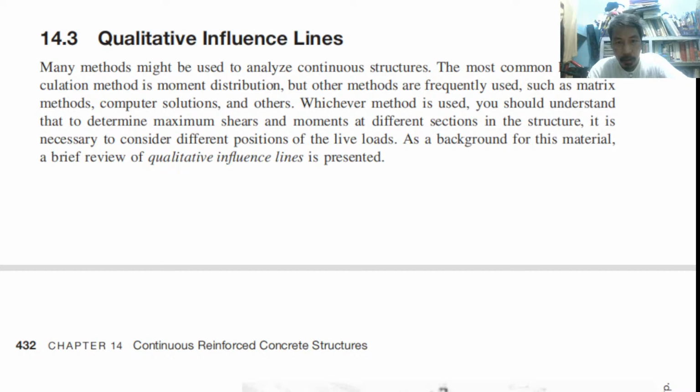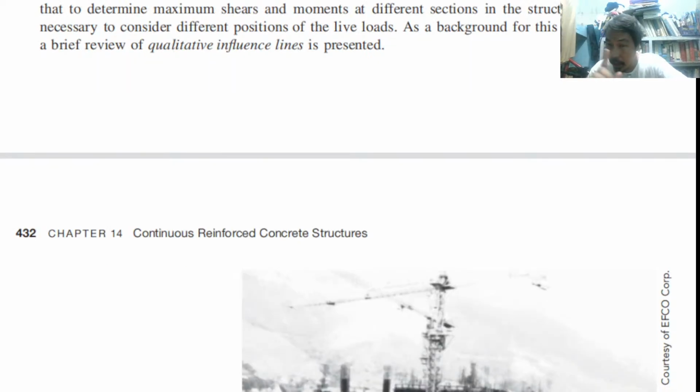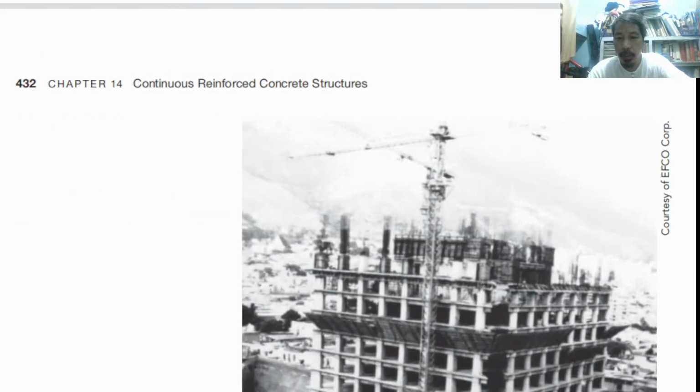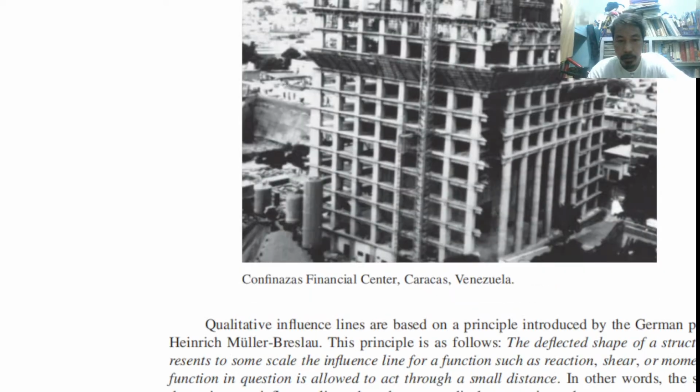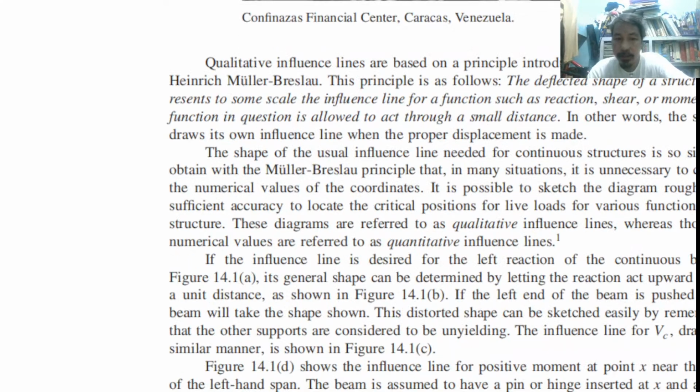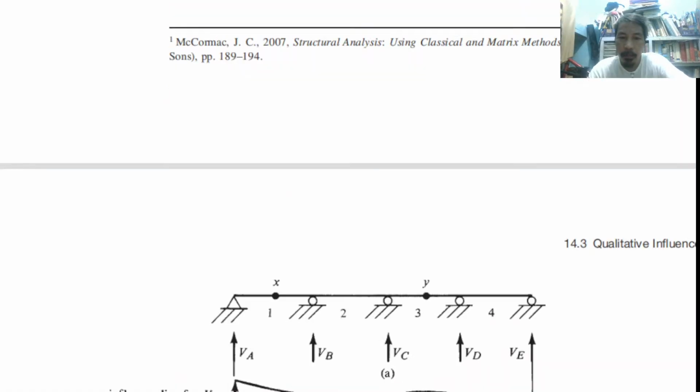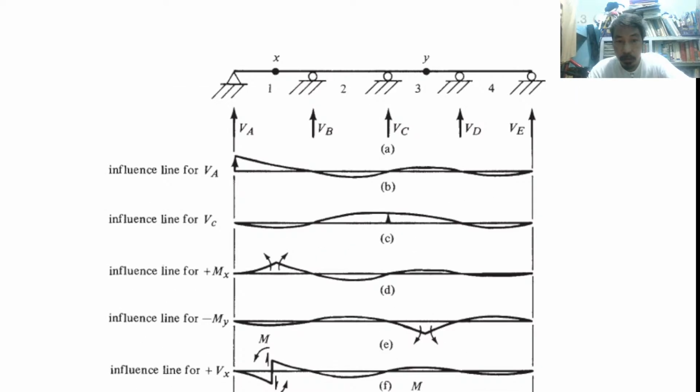As a background for this material, a brief review of qualitative influence lines is given by this author, but I will not do it because that is theory of structure. Influence line is where we analyze the structure in terms of the moving load. Moving load meaning live load. Okay, so I will not do it right here. That is supposed to be learned already from theory of structure.